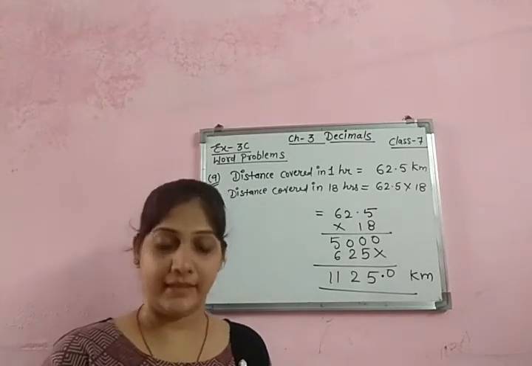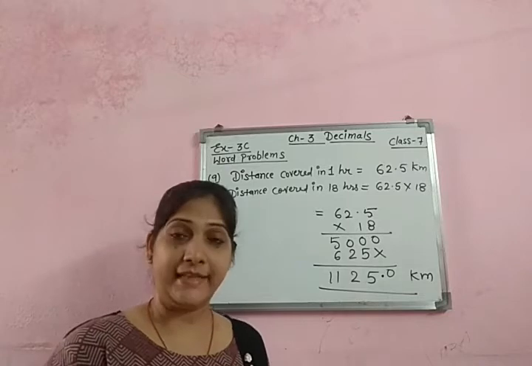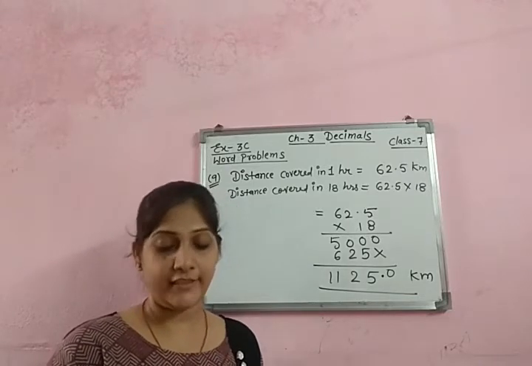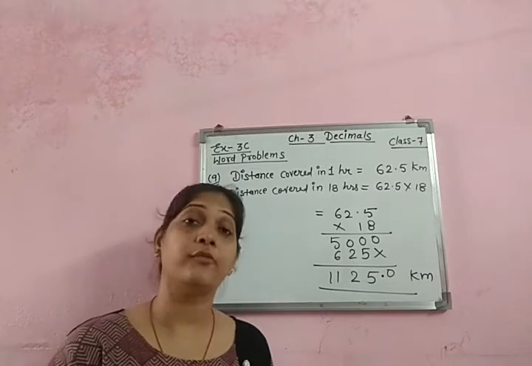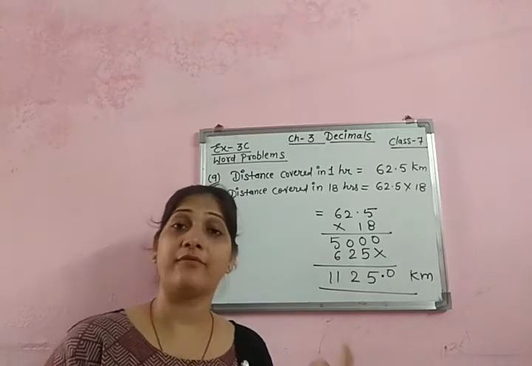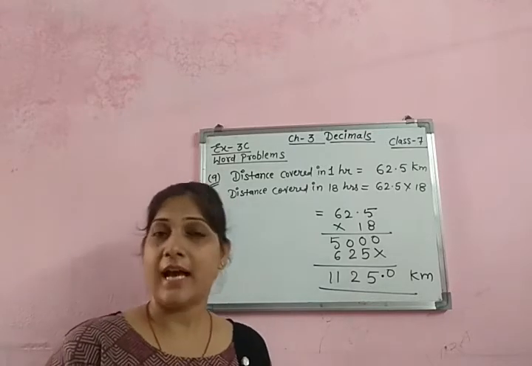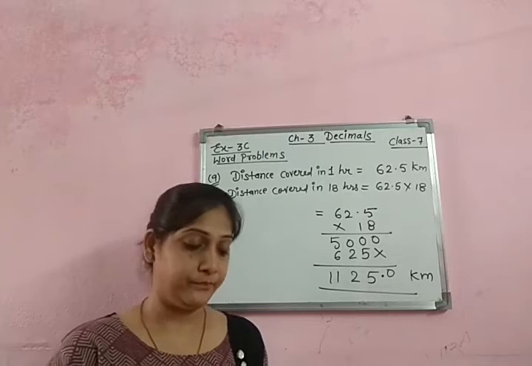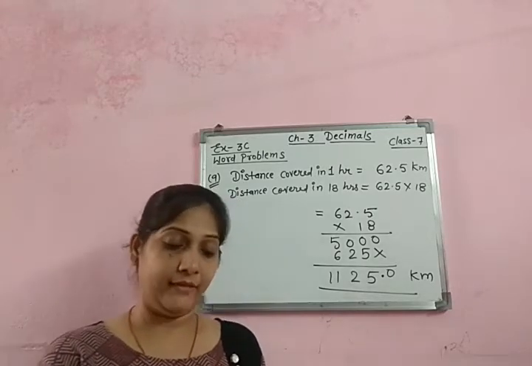I'm just explaining. Question number 10. A tin of oil weighs 60.8 kilograms. What is the weight of 45 such tins? So one tin's weight is given. You have to calculate for 45 tins. I think you can do that. Multiply with 45.